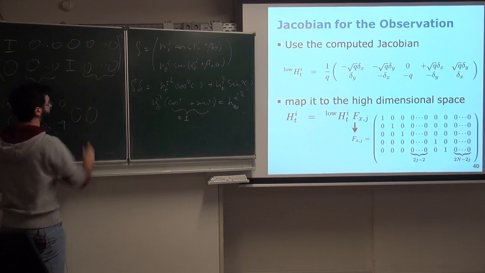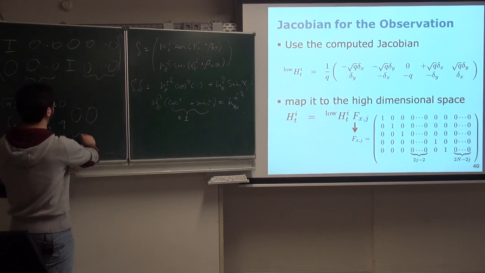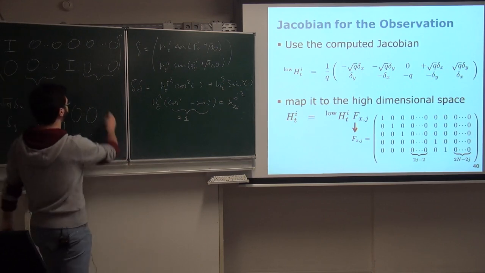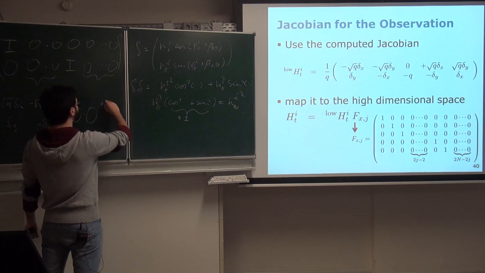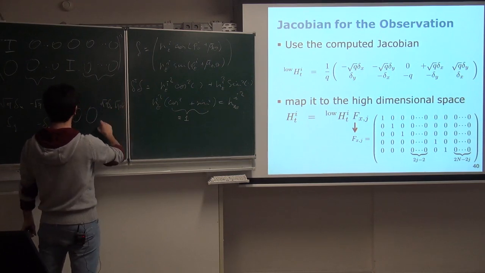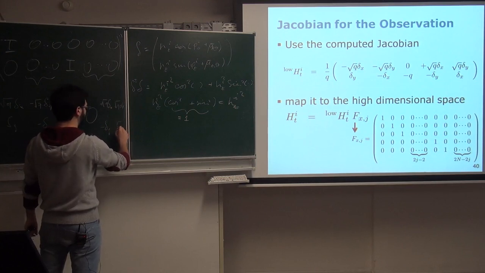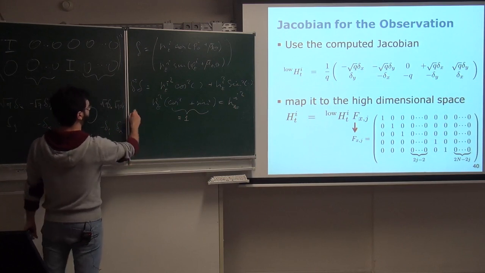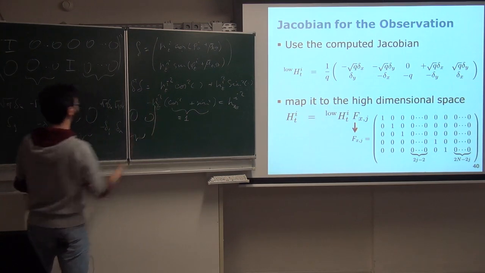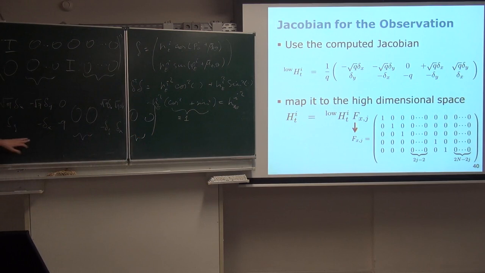Then you will have the part of the landmark that you care about, so there will be plus square root of q delta x, square root of q delta y, then we have minus delta y and delta x, and then we will have a lot of zeros towards the end. Okay? So that's how our H matrix will look.